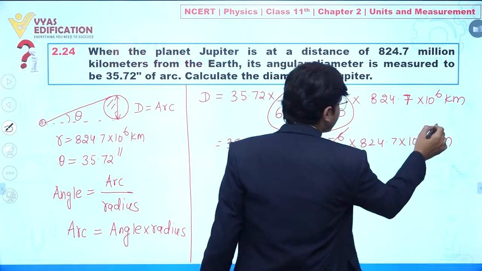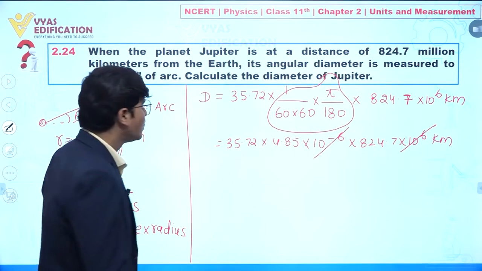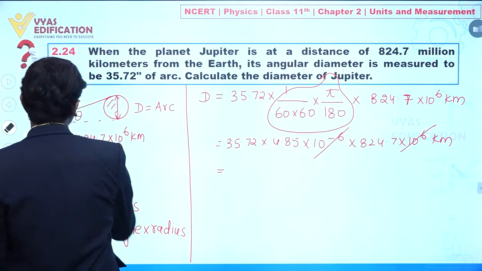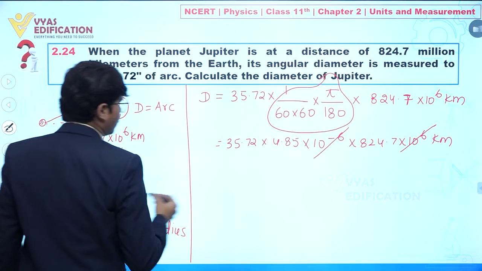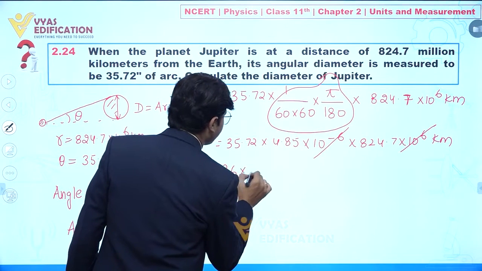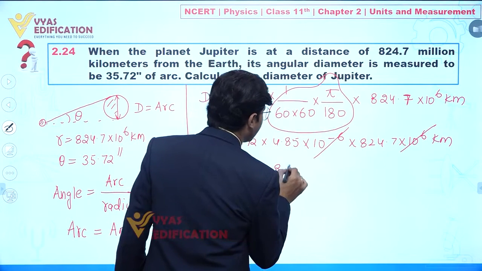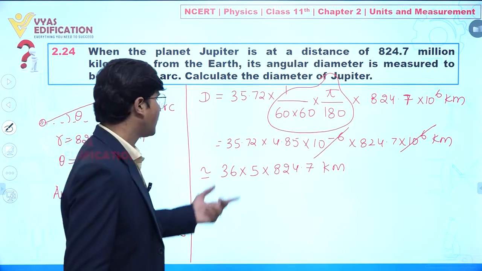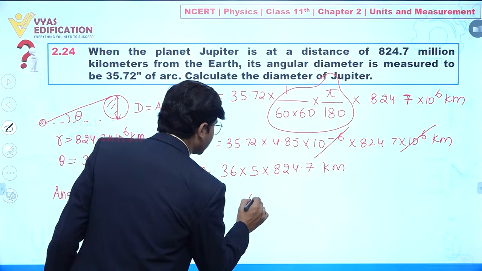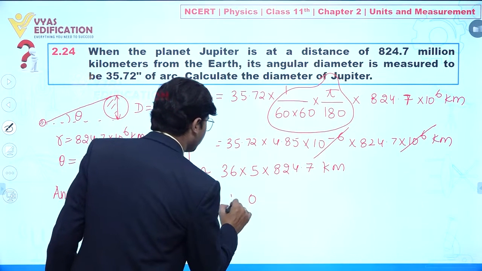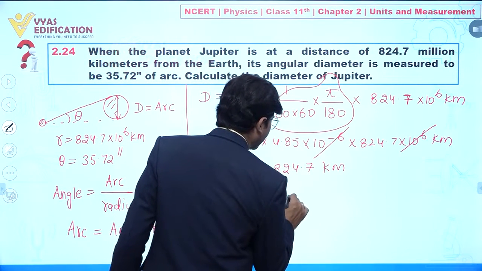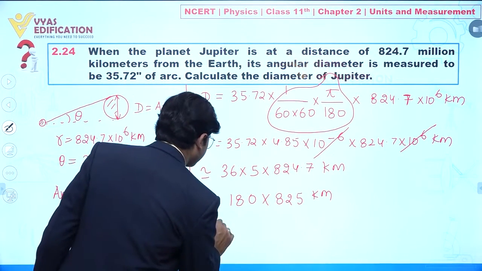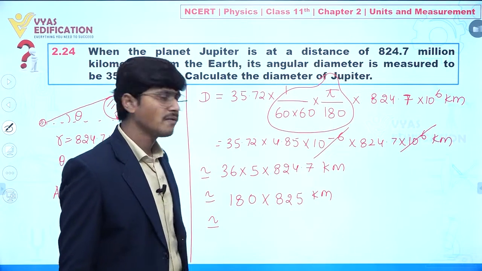So from here we can say this one and this one cancelled out, clear. So from here if we find approximate calculation, we can write like this, this is near about 36 into 5, clear, into 824.7, and this is in kilometer, clear. So 36 multiply 5, this is 180, so 180 multiply 825 kilometer, clear.